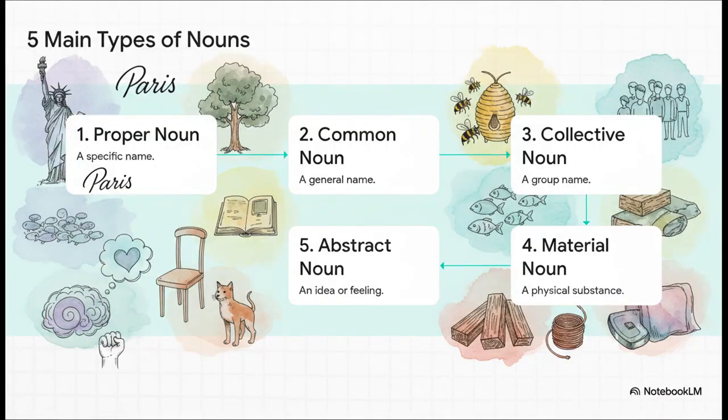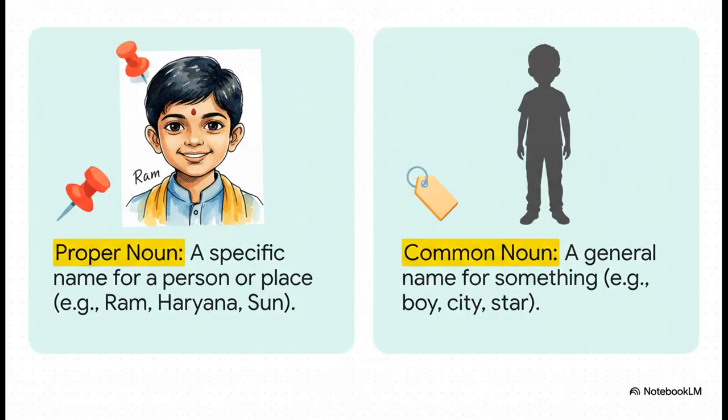But, noun is a pretty big family. So to really get it, we need to meet its 5 main members. Let's do a quick flyby of what makes each one special. Okay, this first one is a super important distinction. A proper noun is a specific name, like Ram or Haryana, and it always gets a capital letter. A common noun is just the general version. Boy, city, star.